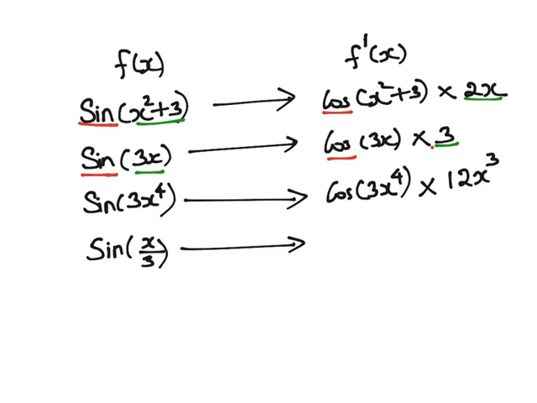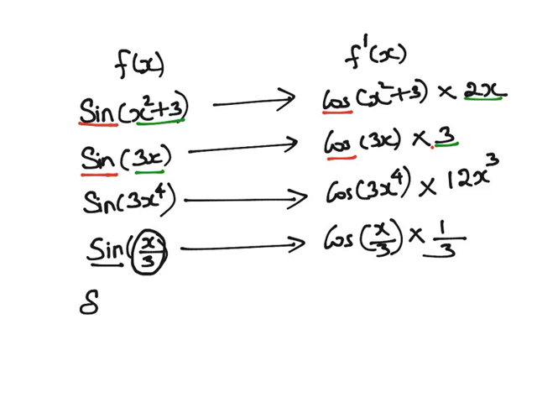Then what will be the derivative? Very simple. I have sine here, so that means cos of x by 3 multiplied with the derivative of x by 3, which is nothing but 1 by 3. Okay, one more example. Sine of 5 minus 3x.